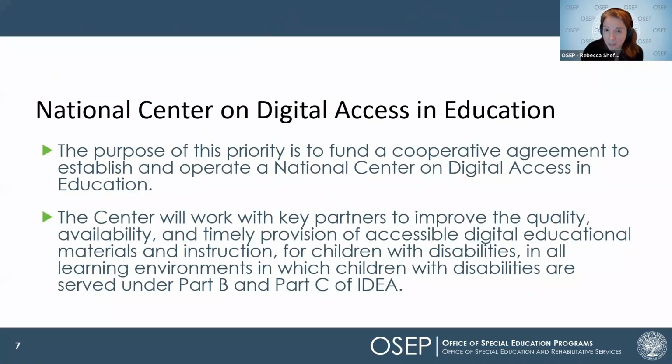The purpose of this priority is to fund a cooperative agreement to establish and operate a National Center on Digital Access in Education. The center will work with key partners to improve the quality, availability, and timely provision of accessible digital educational materials and instruction for children with disabilities in all learning environments in which children with disabilities are served under Part B and Part C of IDEA.